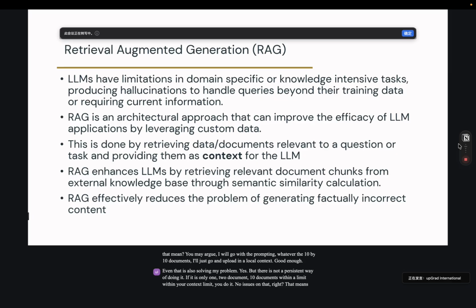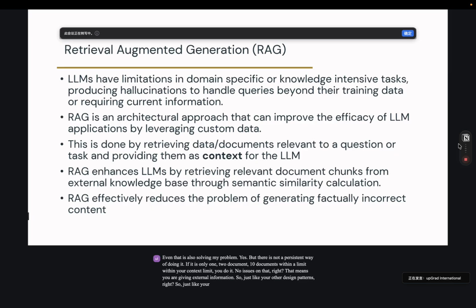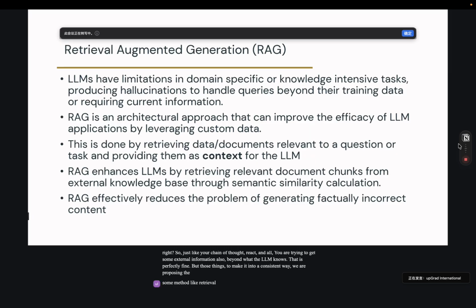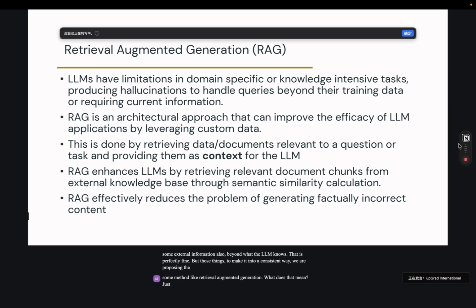That means you are giving external information. So just like your other design patterns, right? Just like your chain of thought, ReAct and all, you are trying to get some external information also beyond what the LLM knows. That is perfectly fine. But to make it consistent, we are proposing some method like retrieval augmented generation. What does that mean? Just as an example, before I go into these architectures and examples, I'm asking a simple leave policy or maybe some enterprise question, who are all the customers we are engaging with, right?